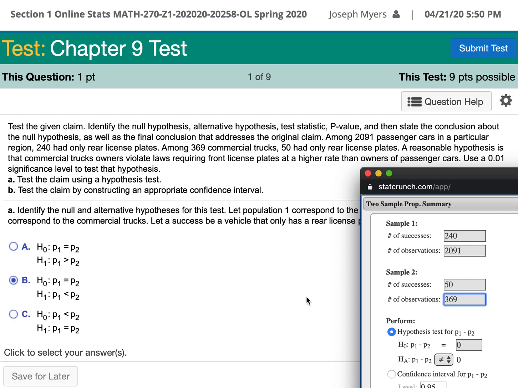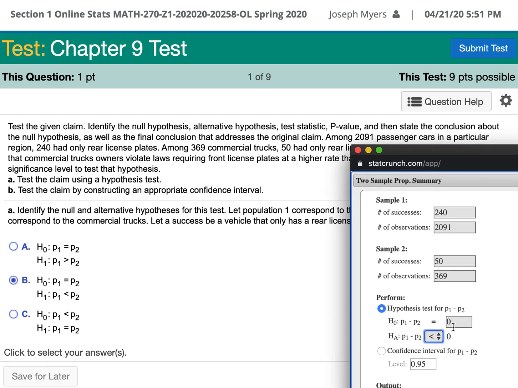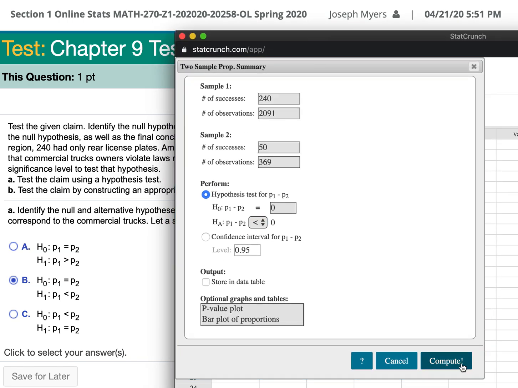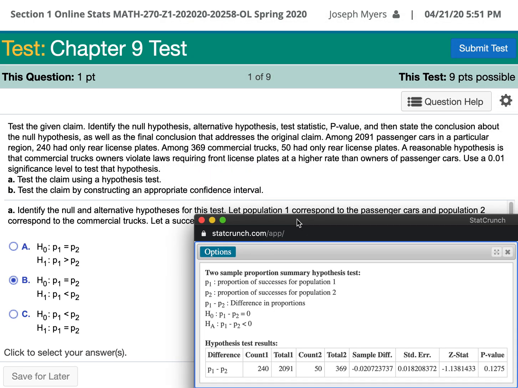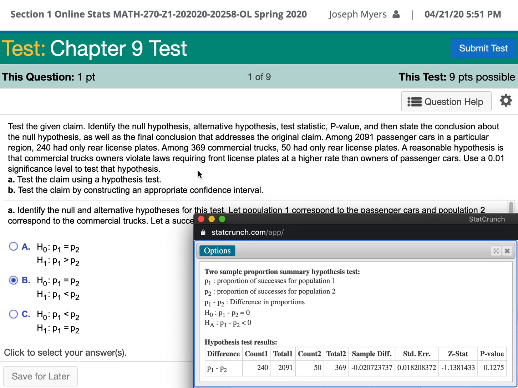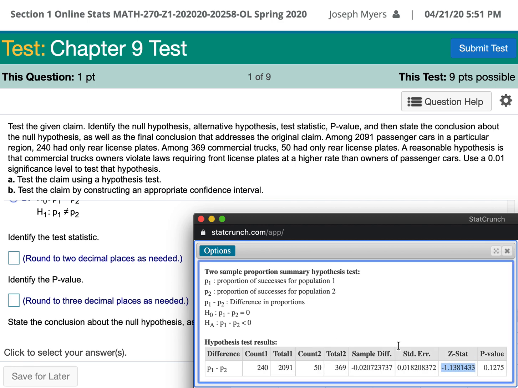And we're testing the hypothesis to see if the passenger cars are lower than the trucks. So we're going to choose lower than right there. And then that's all we need to do. So we're going to click compute. And these are the results. So the test statistic is this number right there, the Z statistic.